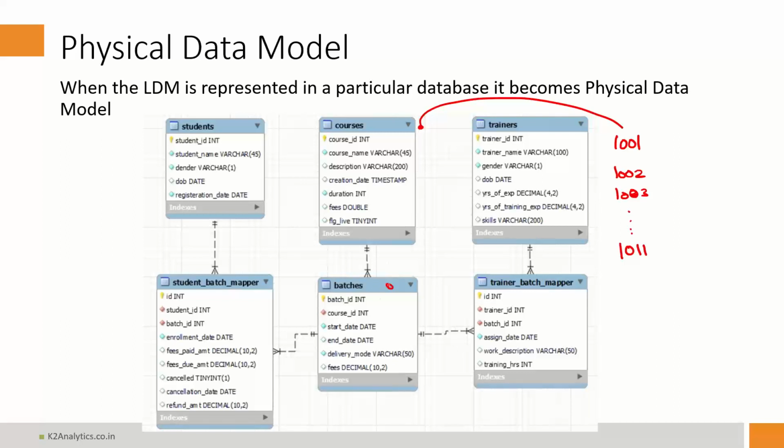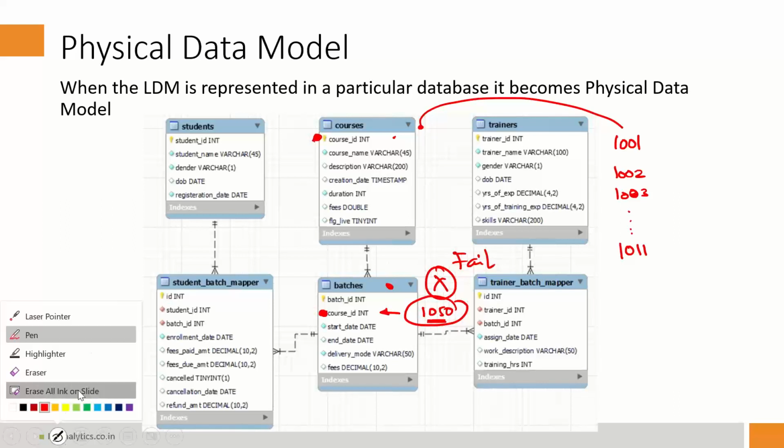Now I am trying to insert a record in batches. Okay. Now in this batches, when I try to insert, I give the course ID value as say 1050. But this 1050 does not exist. Any record in the courses table does not have course ID 1050. This insert will fail. Why? Because there is a foreign key relationship and the foreign key says that only the values of course ID which are present in courses table can come in this course ID column. No other values can exist here. Okay, that is the interpretation of foreign key.